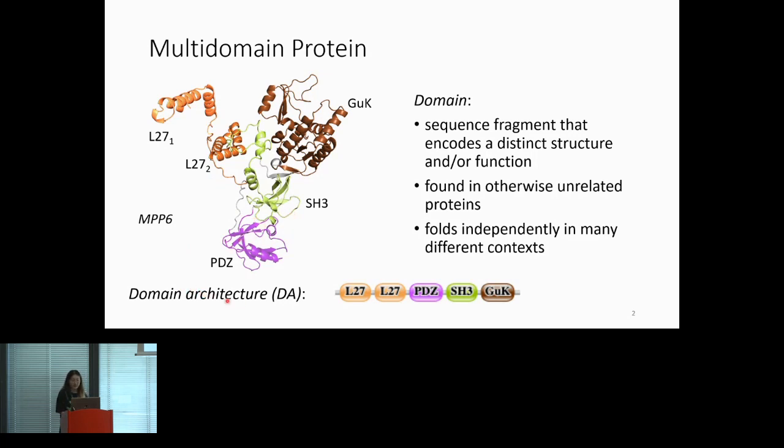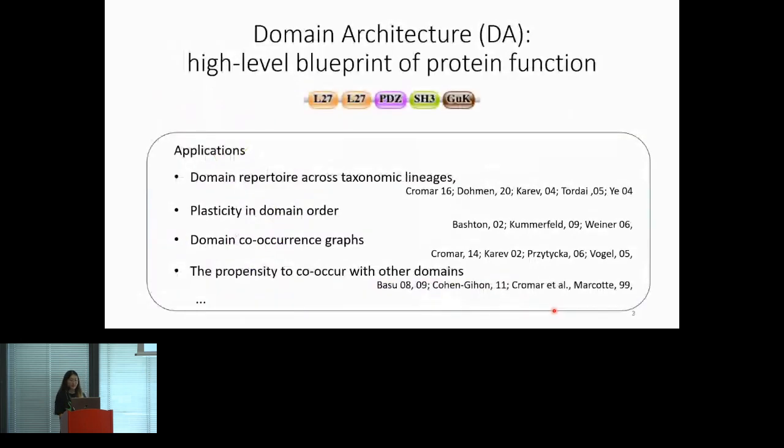And the domain architecture of a multi-domain protein is the ordered sequence of its domain content. For example, for MPP6, the domain architecture is L27, PDZ, SH3, and GUK. The domain architecture is a useful representation, and it's being used by all these different kinds of studies.